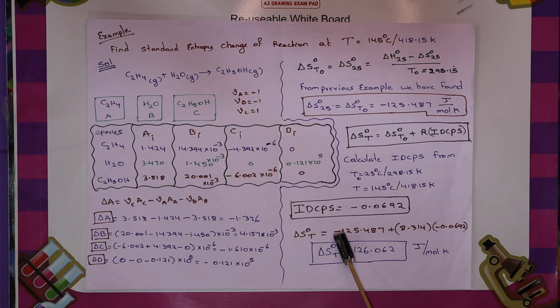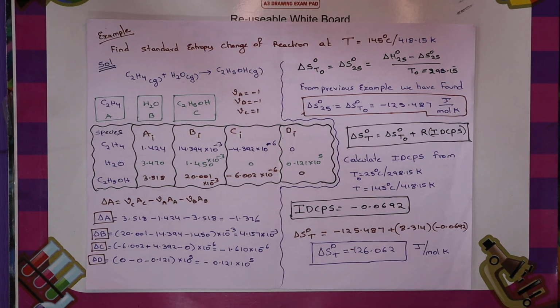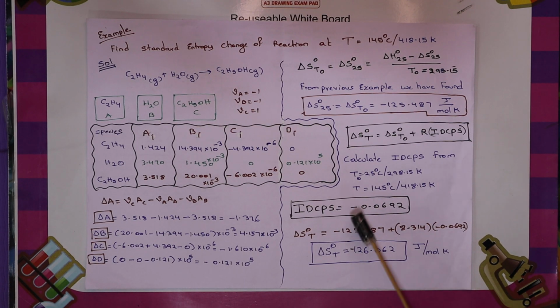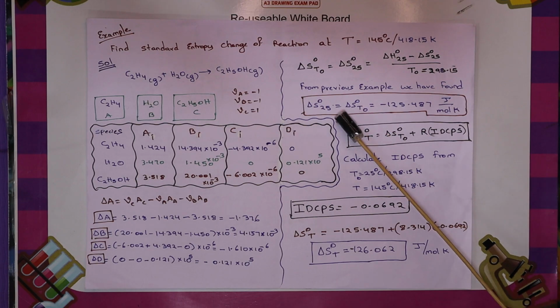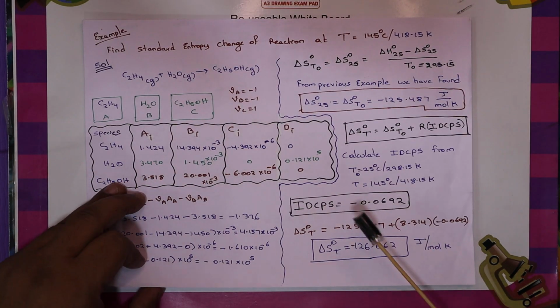Once you plug in the formula for delta S, you get minus 126.062. So you can see there is a very minute change when you compute the entropy of this reaction at 25 degrees centigrade and the entropy of the reaction at 145 degrees centigrade. This is how you can find it out.